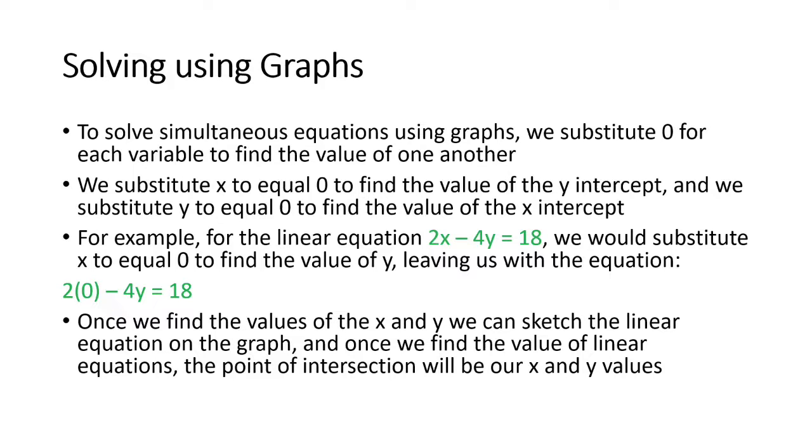For example, for the linear equation 2x minus 4y equals 18, we would substitute x equals 0 to find the value of y, leaving us with the equation 2 times 0 minus 4y equals 18. Once we find the intercepts of x and y, we can sketch the linear equation on the graph. And once we have graphed both linear equations, the point of intersection will be our x and y values.